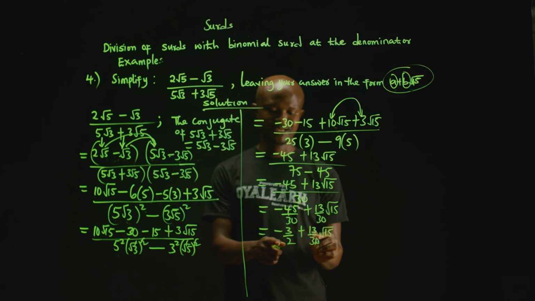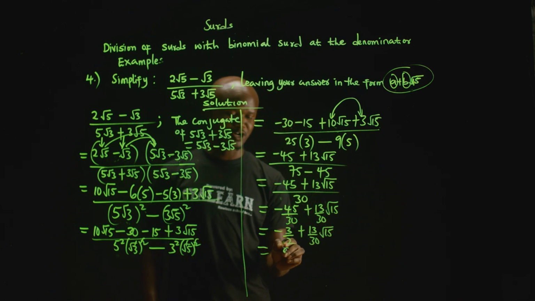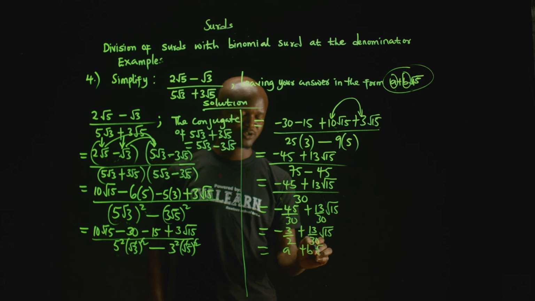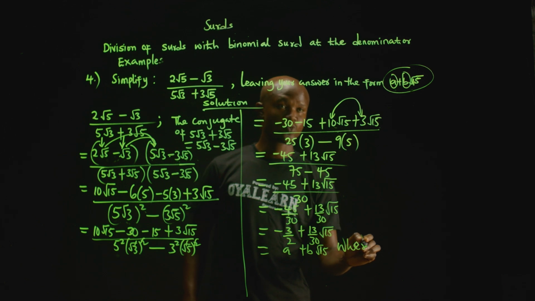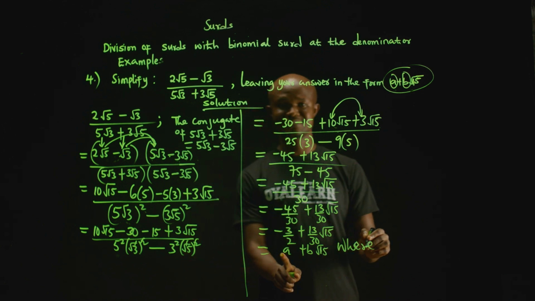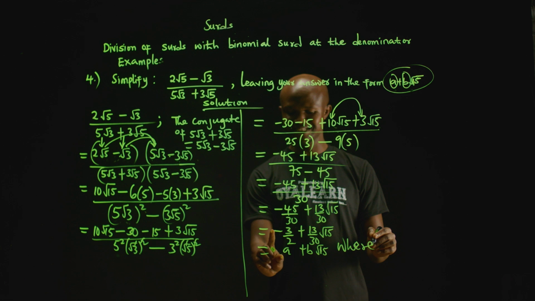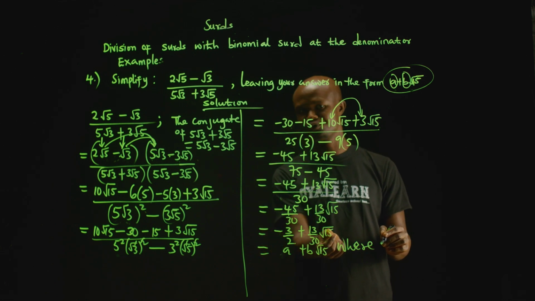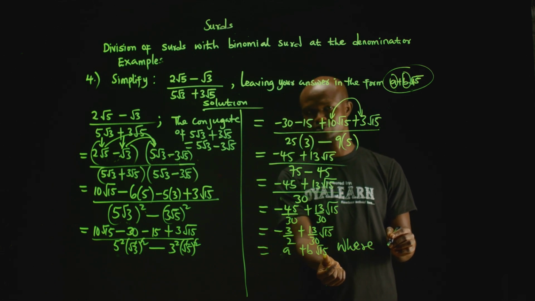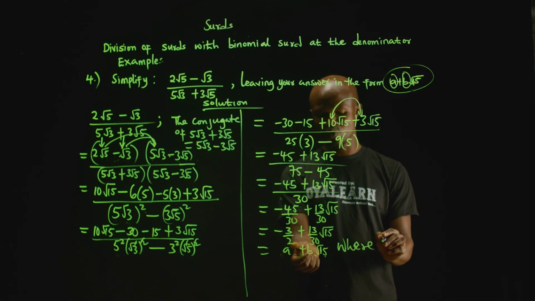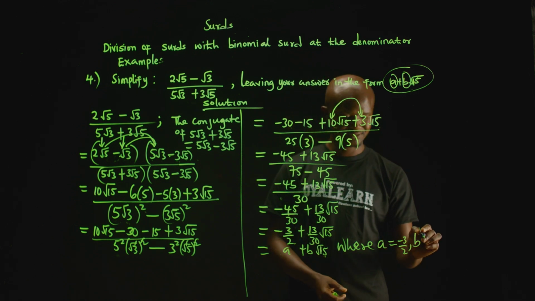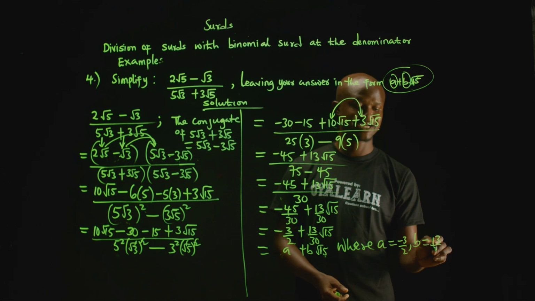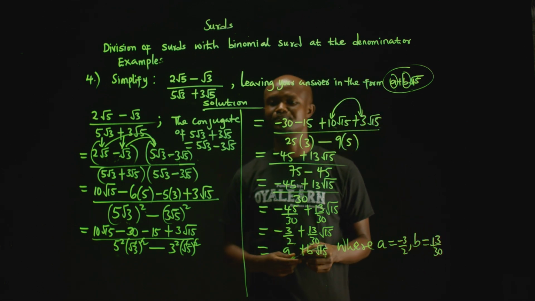We can see here, this is of the form A plus B root 15. Comparing the first term to the first term, and the one with root 15 to the one with root 15, A equals minus 3 over 2. And the value of B is 13 divided by 30. That is the solution to the problem. Thank you.